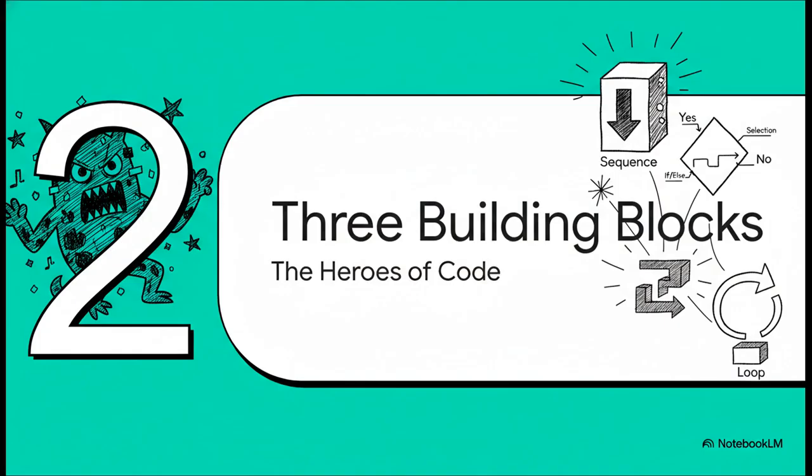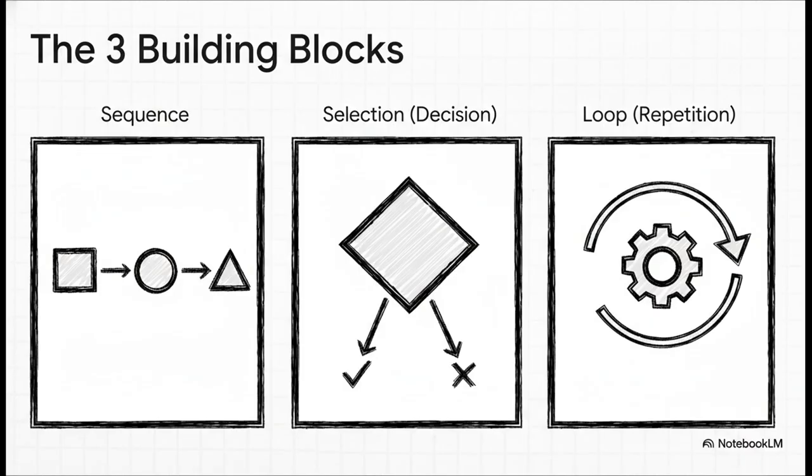But okay, that's the problem. The good news is we have 3 heroes that can defeat this monster. These are the fundamental building blocks that bring order and sanity to the world of programming. And here they are: sequence, decision, and loop. That's it. Really, every single program you use is just a clever combination of these 3 simple structures. So let's break them down one by one.